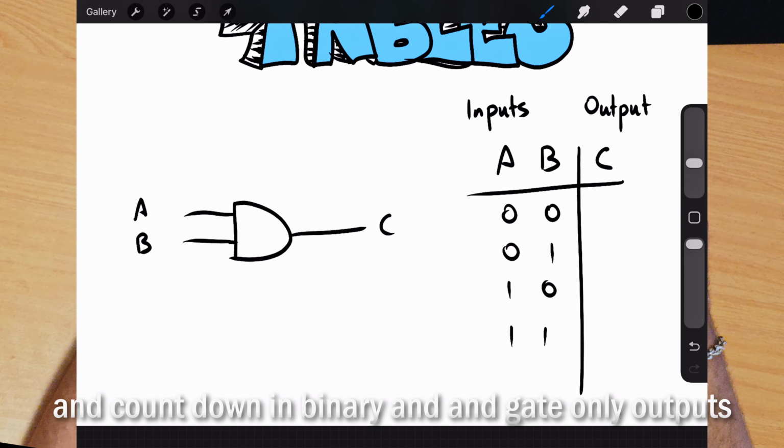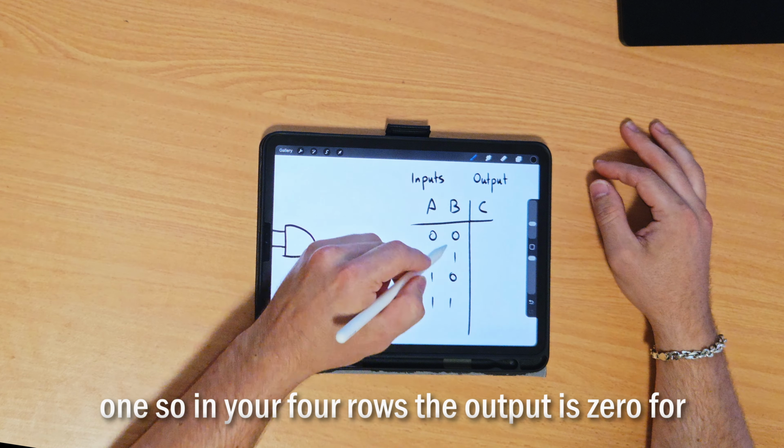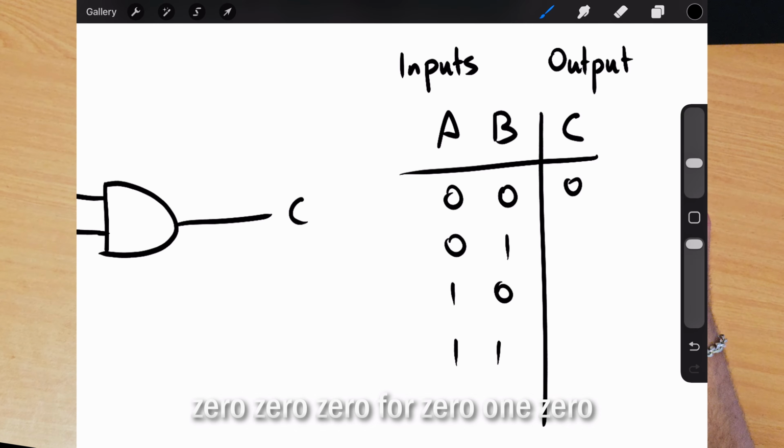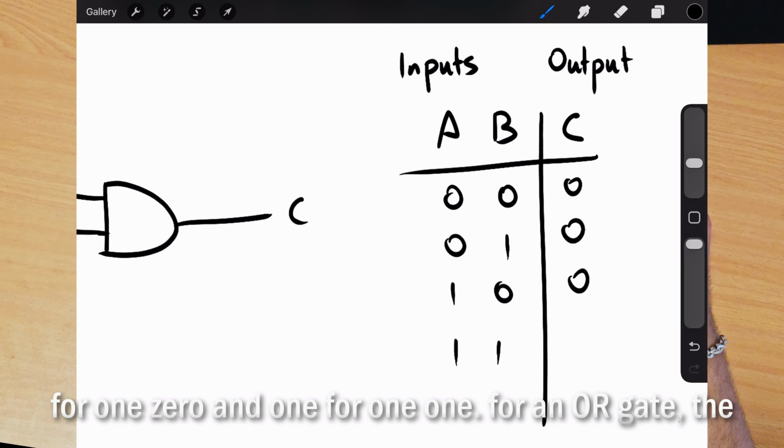An AND gate only outputs 1 if both the inputs are 1. So in your 4 rows, the output is 0 for 0, 0, 0 for 0, 1, 0 for 1, 0, and 1 for 1, 1.